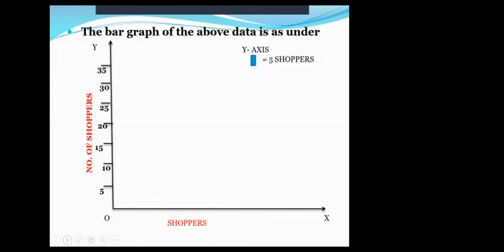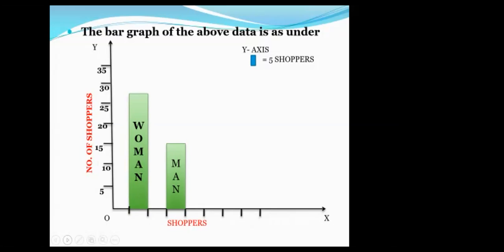I am doing approximately, but you will do exact. If you are using graph paper, we can draw perfectly, exactly. Like this. 28 somewhere here. Then 15 for men. Then 5 for boy. Then 12 for girl. Draw it. Gap also in between. Bar graph has gap also in between. Complete the graph, beta.